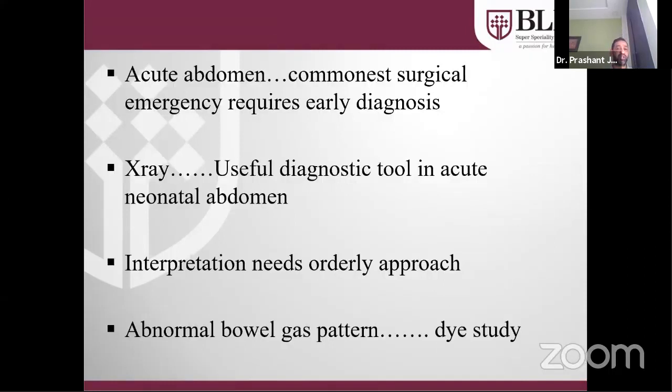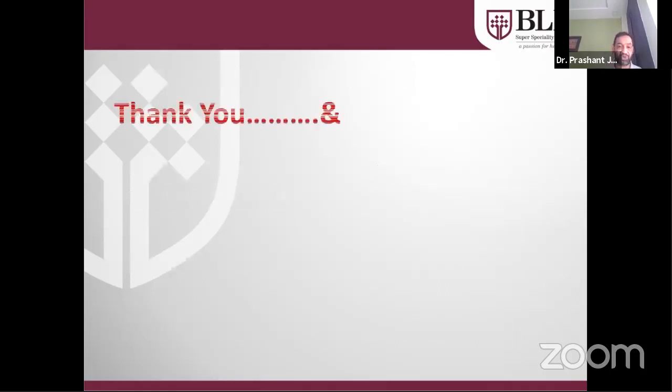So to conclude, acute abdomen is one of the commonest surgical emergencies in newborns. X-ray is a very, very important diagnostic tool. It is very important that we should have a good quality X-ray and a good interpretation of the abdominal X-rays. One should always proceed in an orderly approach so that one does not miss important findings. And if you find any abnormal gas pattern and you are not sure about the diagnosis, further evaluation should be done with the help of a contrast study. Thank you so much.